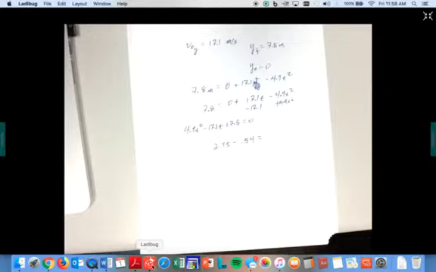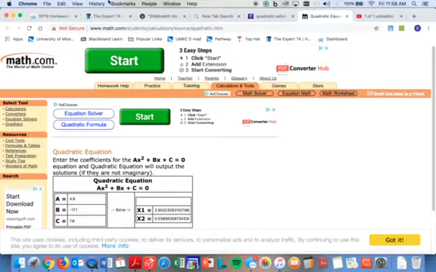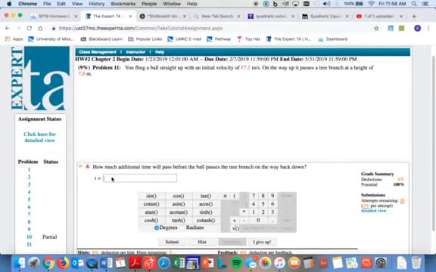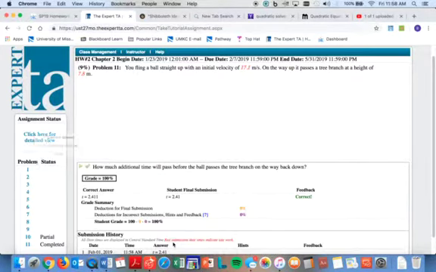And some of you are going, oh, is this going to be on a test? It's a quadratic equation. You can't go wrong. 2.41 seconds, I'm going to say, is the difference. And here we go. Let's see what it says. Some of you might get lucky and have the same numbers I had. Submit. Boom! Oops, there it is.